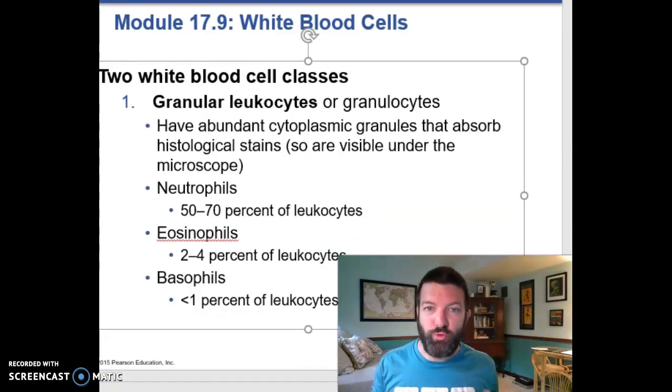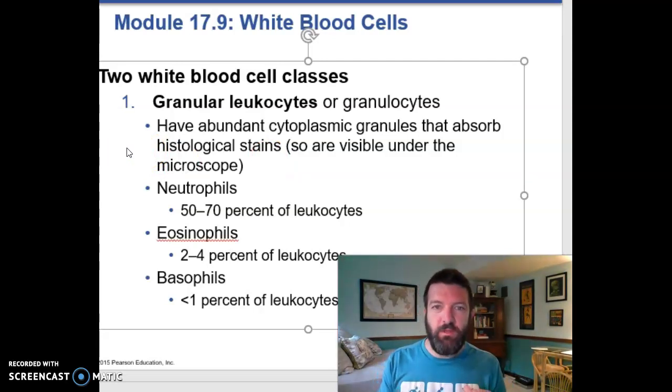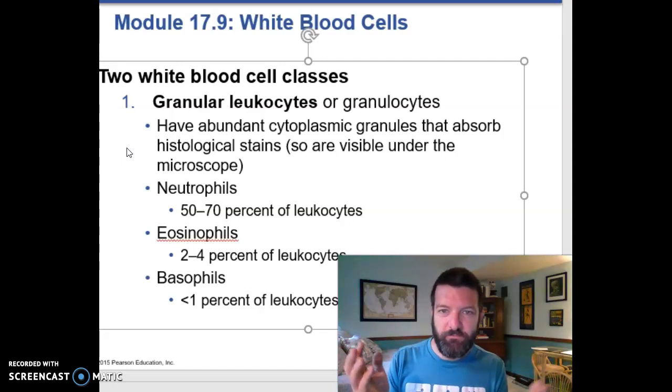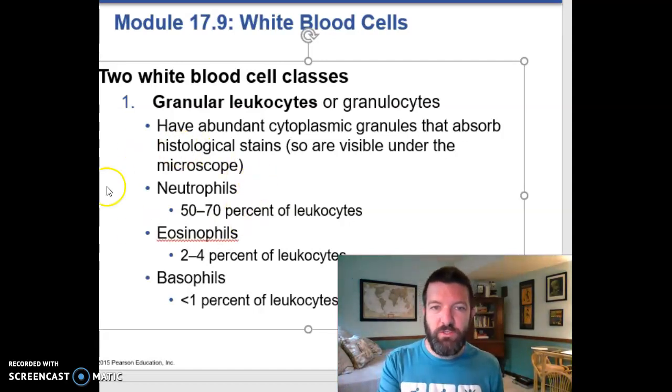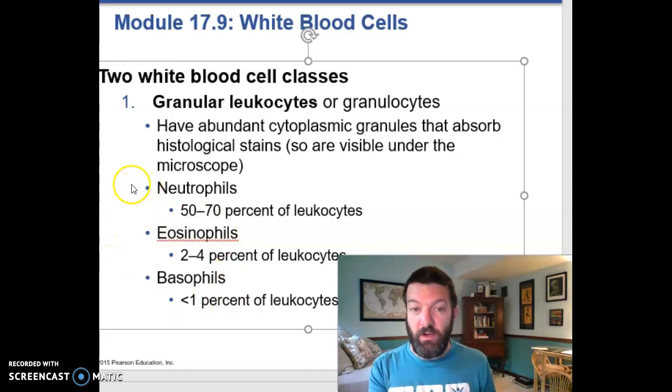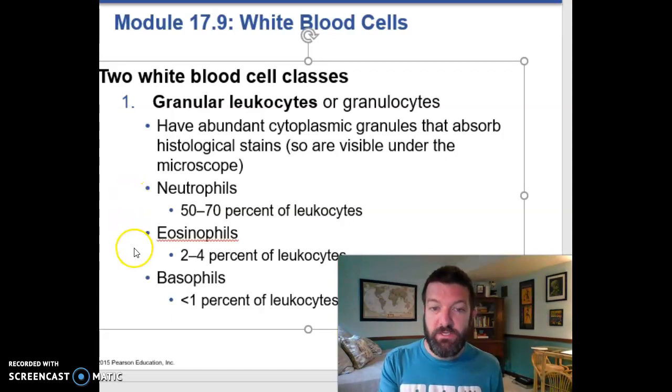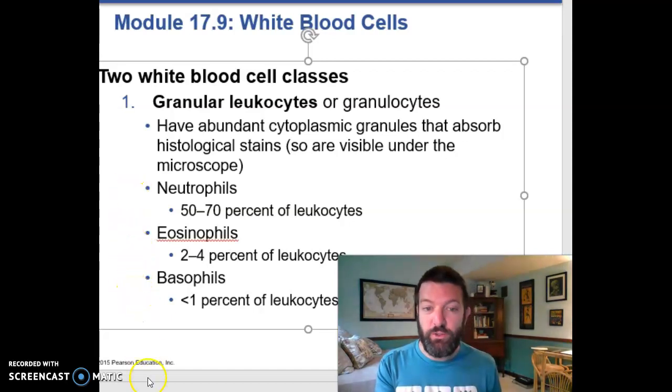There are two main groups of white blood cells, of leukocytes. Granular leukocytes have granules in them, little granulations that are essentially little balls of stuff that will be secreted out of the cell. And these include neutrophils, eosinophils, and basophils. Neutrophils being by far the most common kind of leukocyte you have, eosinophils and basophils actually being the two least common.